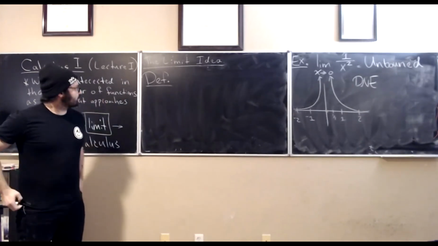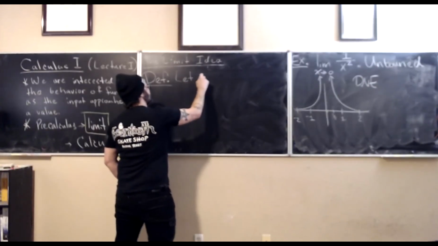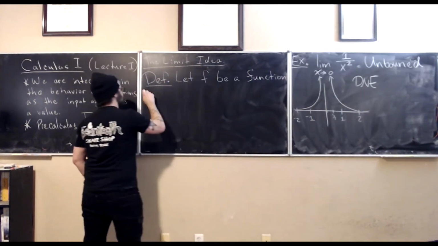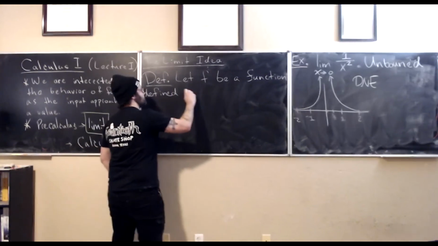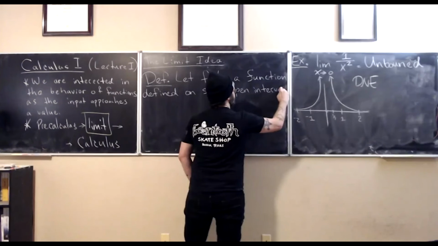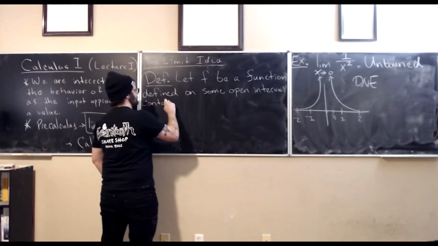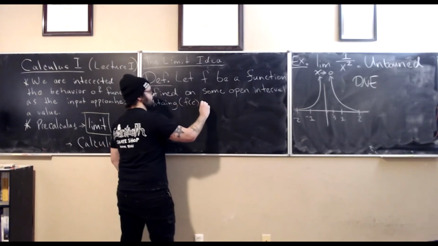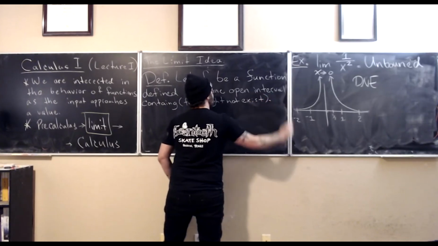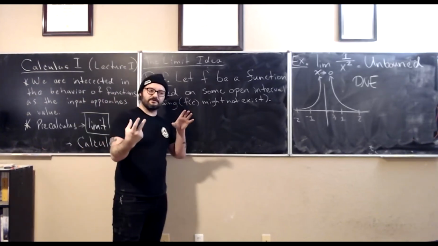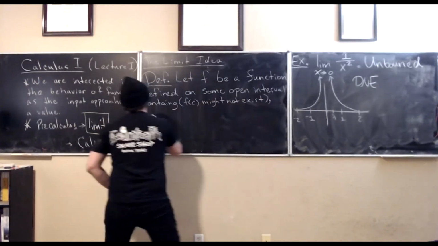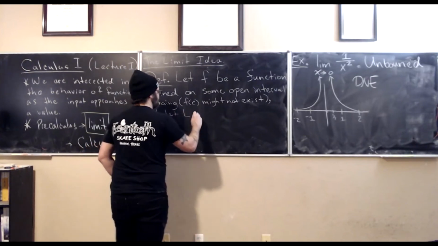All right, formality time. Okay. Let f be a function defined on some open interval containing a number c. And I'll say that f at c might not exist. Okay, so f is just some function. You know what open intervals are? They're just some continuous value of numbers between a and b, not including them. So, oh, one more thing. And let L be a real number.